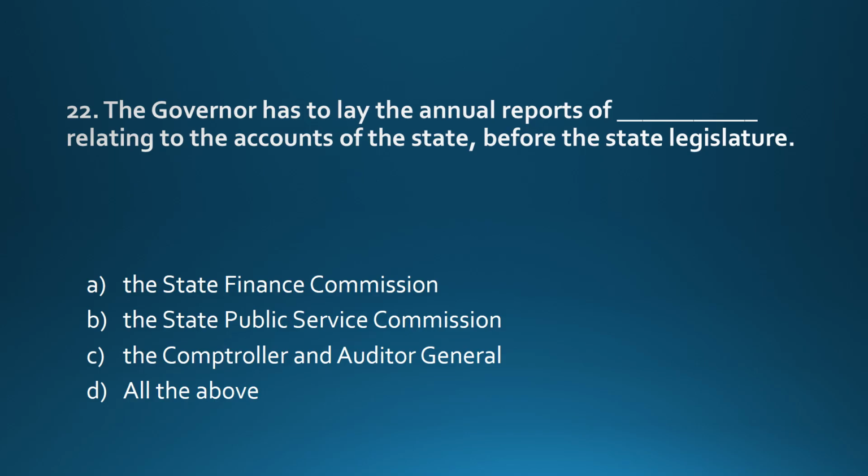Question number 22. The governor has to lay the annual reports of dash relating to the accounts of the state before the state legislature. Option A, the State Finance Commission. Option B, the State Public Service Commission. Option C, the Comptroller and Auditor General. Option D, all the above. Correct answer is option D, all the above.